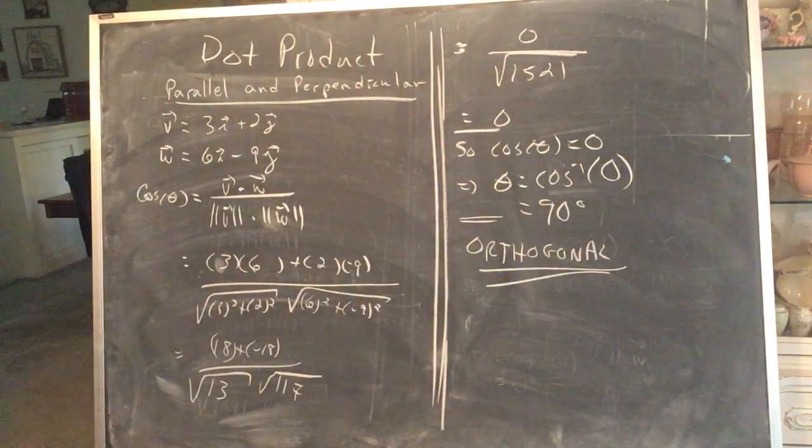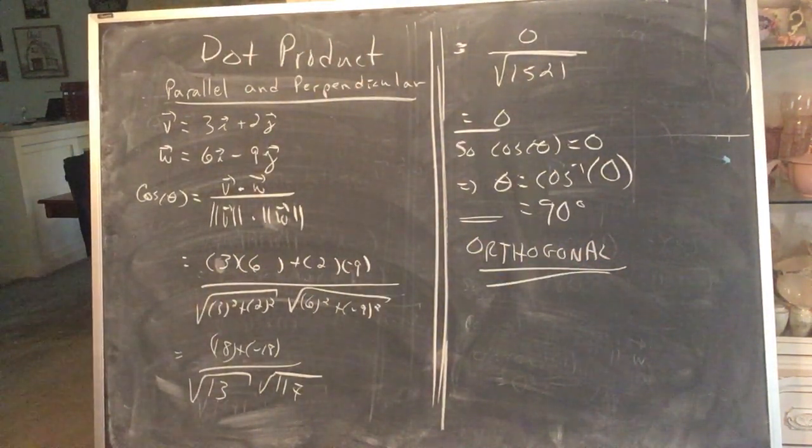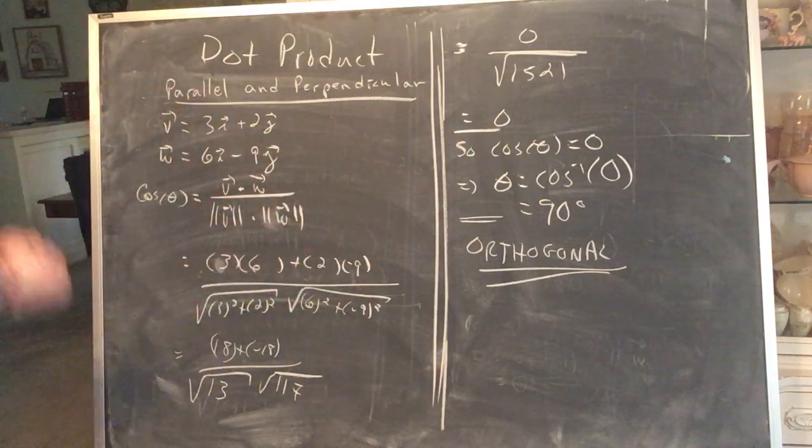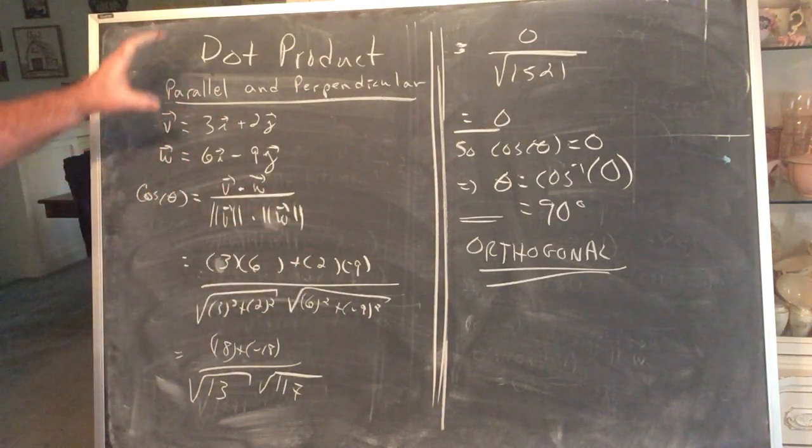A slightly different terminology we use for vectors is orthogonal. Orthogonal is typically the language we use when we talk about vectors that are perpendicular. Typically, we don't use perpendicular with vectors; we use the word orthogonal. For our purposes, they mean the same thing. They're not quite exactly the same, but for our purposes, they are. So two vectors are orthogonal if their dot product is equal to 0.